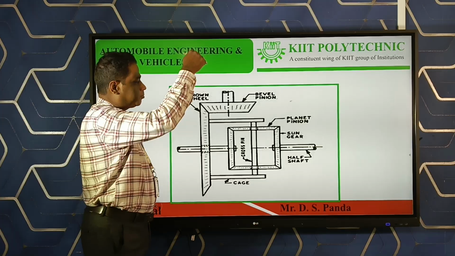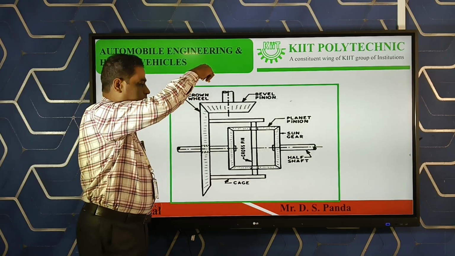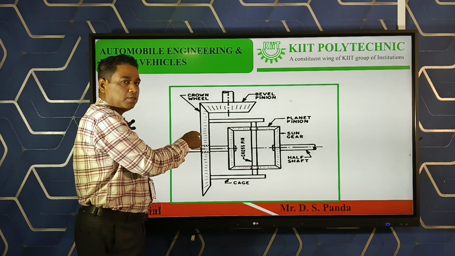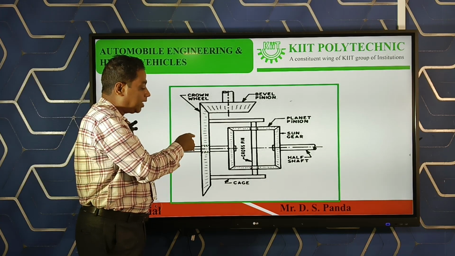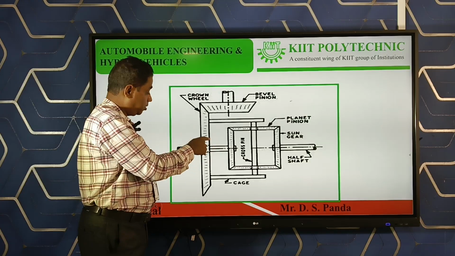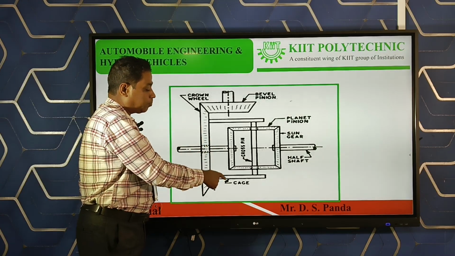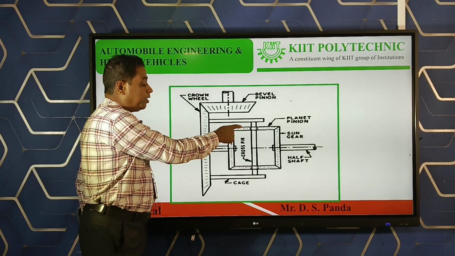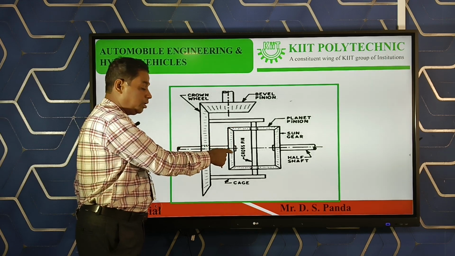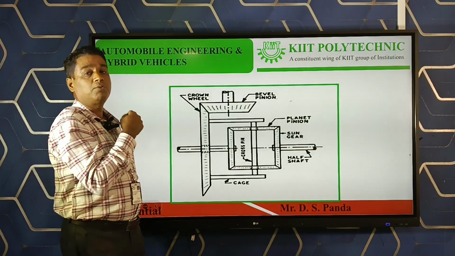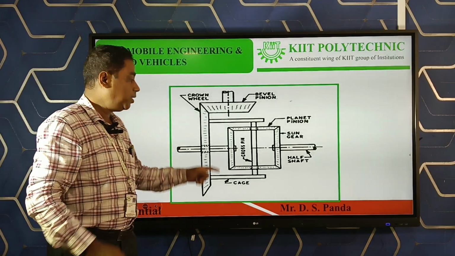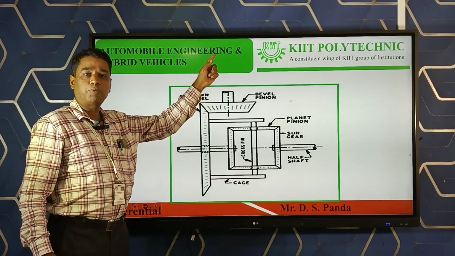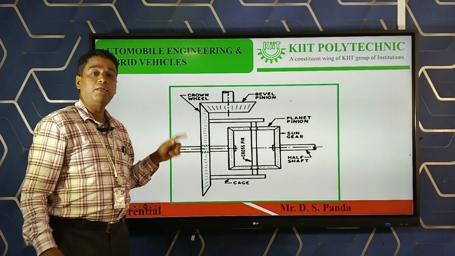When power comes from the propeller shaft to the bevel pinion, it comes to the crown wheel. And it is not directly connected to the half shaft. So from the crown wheel, the power will come to the case, and then to the planet pinion, then to the sun gear, which is connected to the half shaft. When power comes from the transmission system's propeller shaft to the half shaft, then the wheel will rotate.